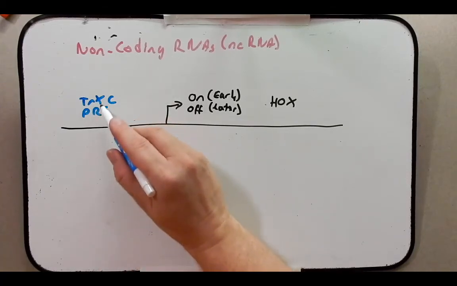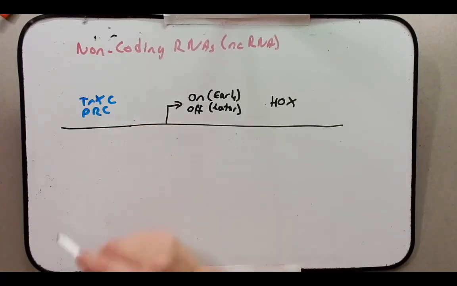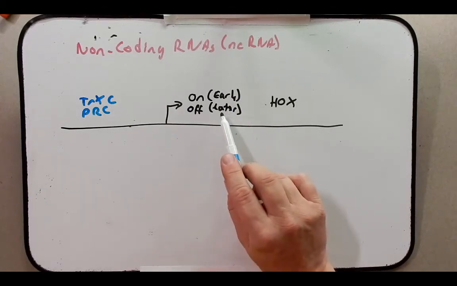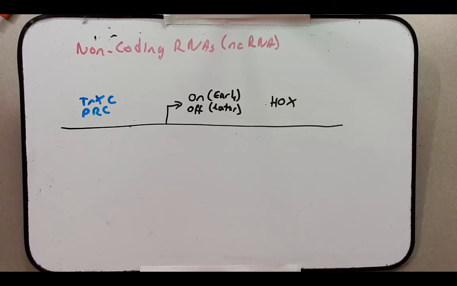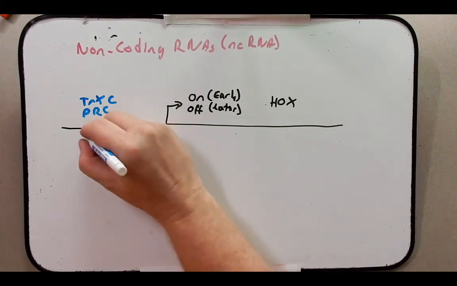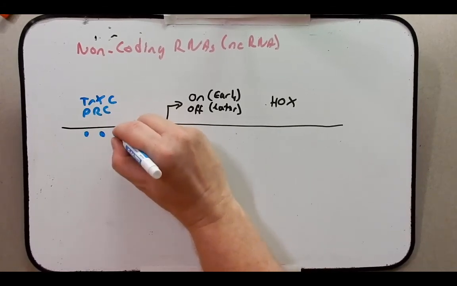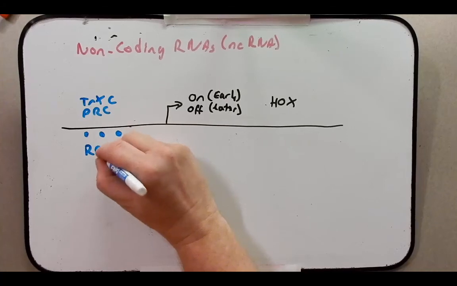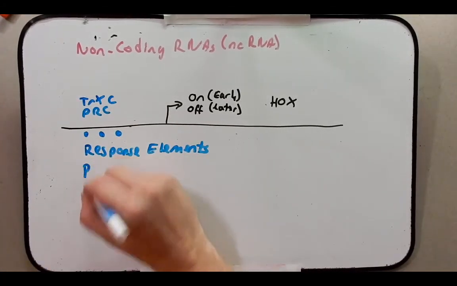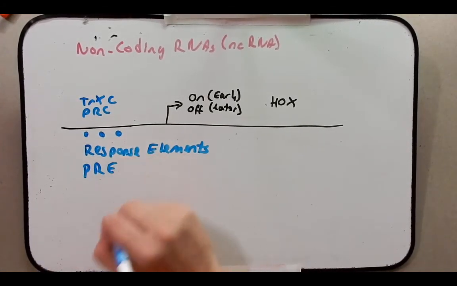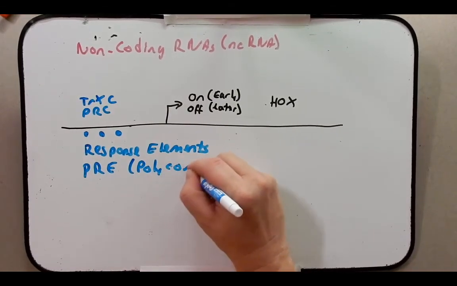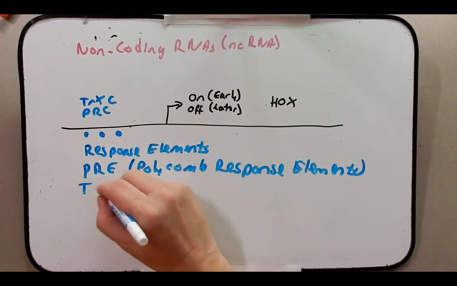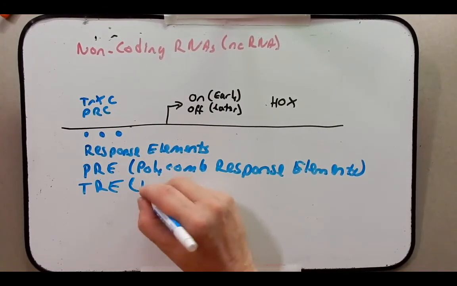How do we know which complexes to bind, or how does the cell know which complexes to bind? Because it's really important. Because if they don't bind at the right time, you'll end up with rather large developmental defects. Well, it turns out that there are these pieces of DNA here that we're going to call response elements. They're either Polycomb response elements, PRE, or they are trithorax response elements.